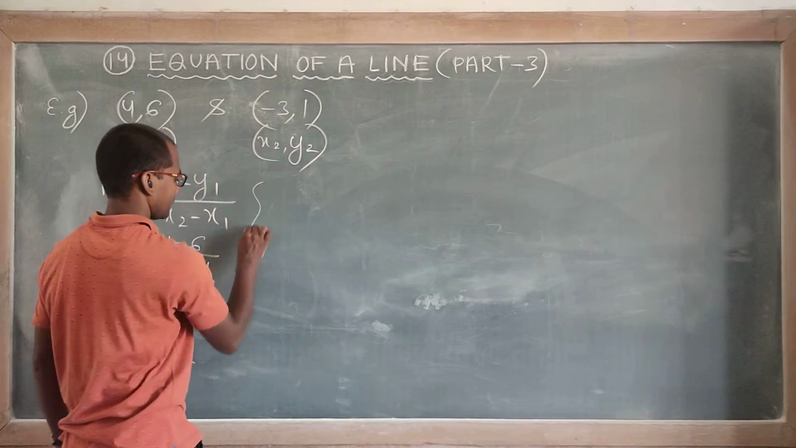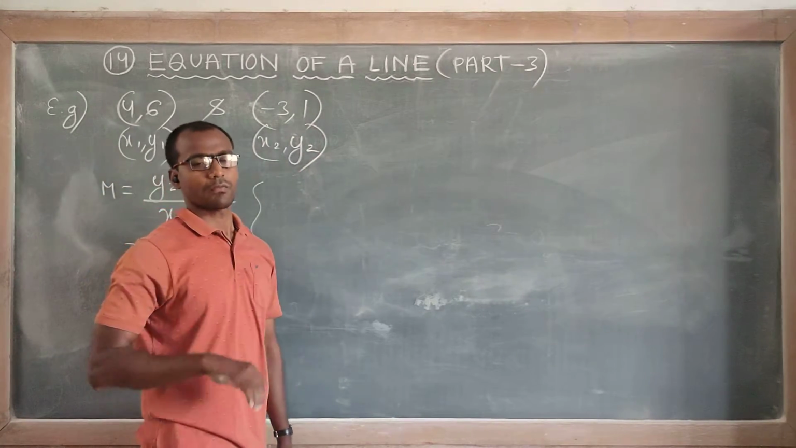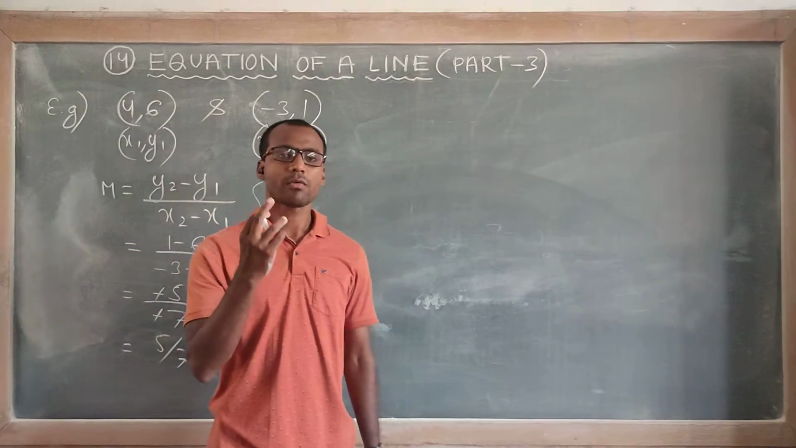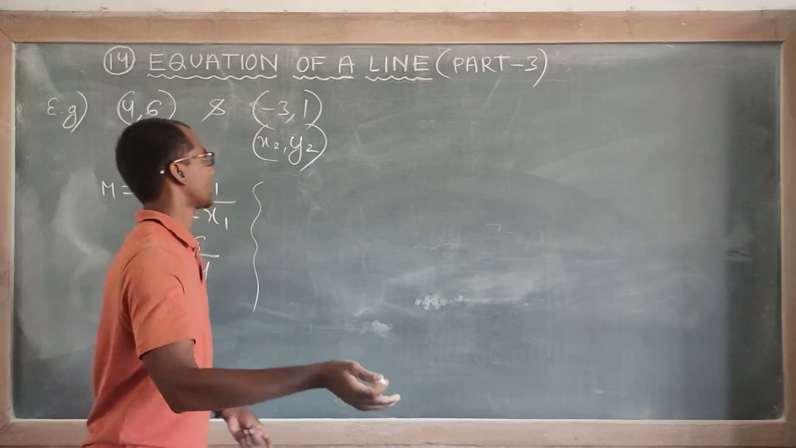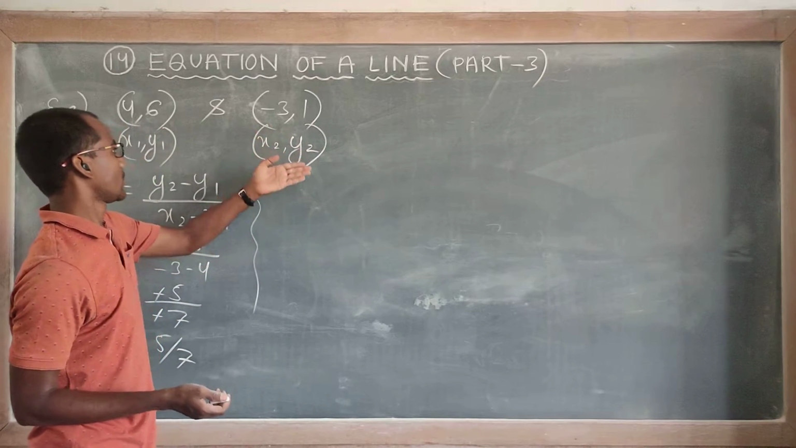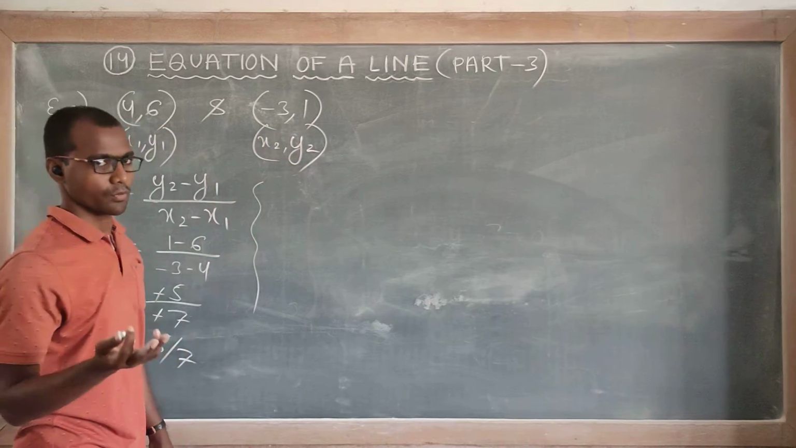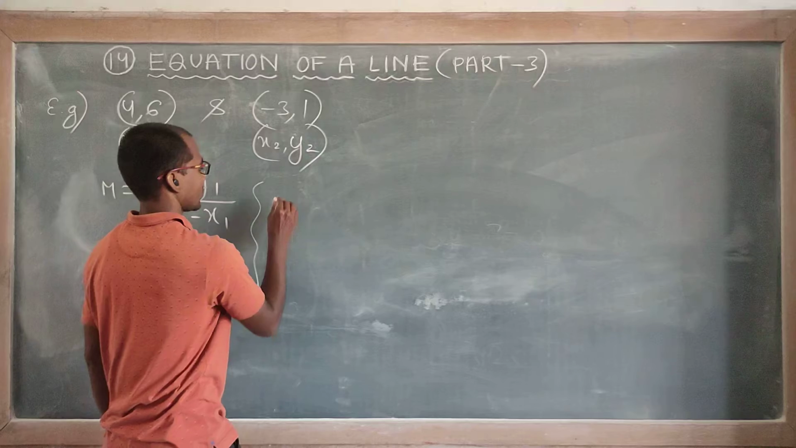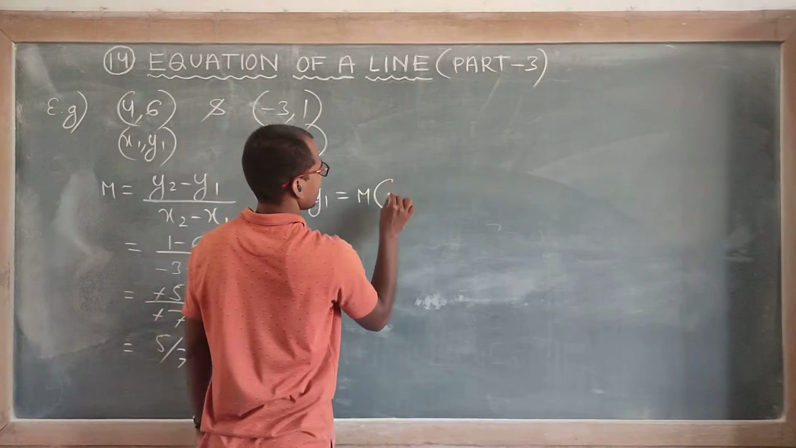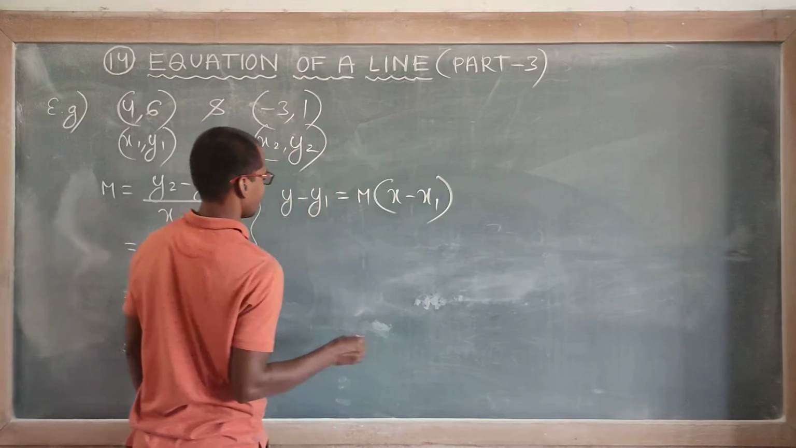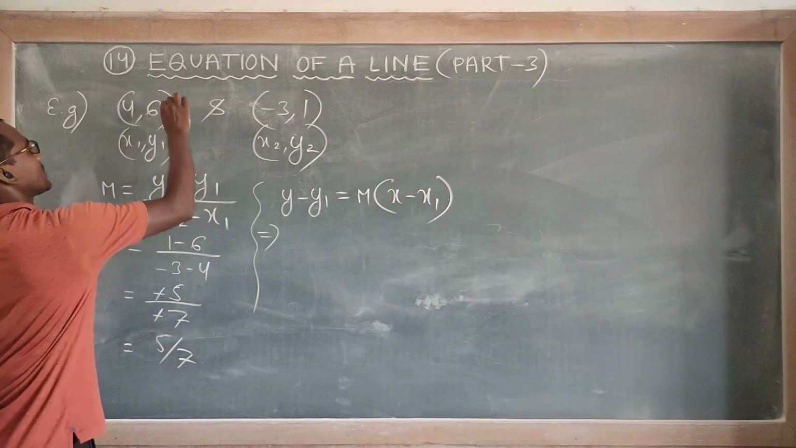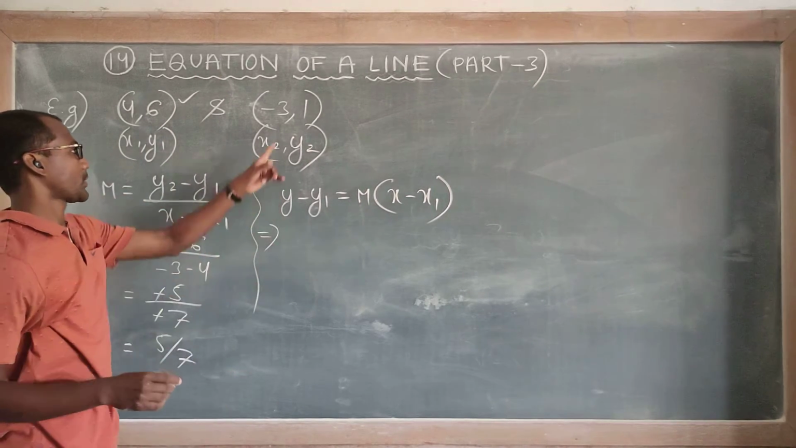Next, now we can use the slope point formula. Slope we have already found, 5 by 7. We need only 1 point to move, but 2 points are given, so you are free to choose. You may choose this point, you may choose this point. You can take any point. You will get the same equation. So let us put the formula: y minus y1 is equal to m into x minus x1. Slope point formula. Ready? I am taking this point. If you want, you can take this point.